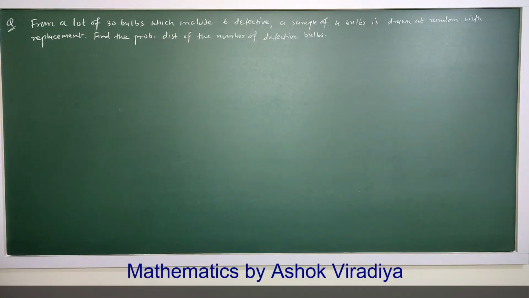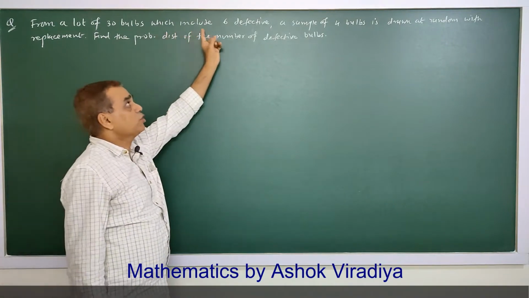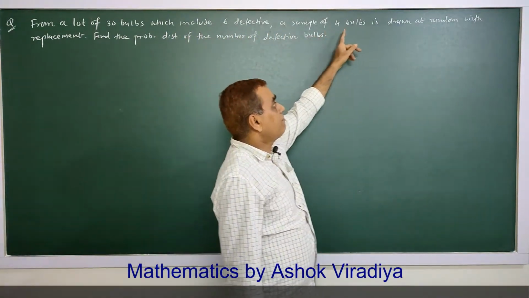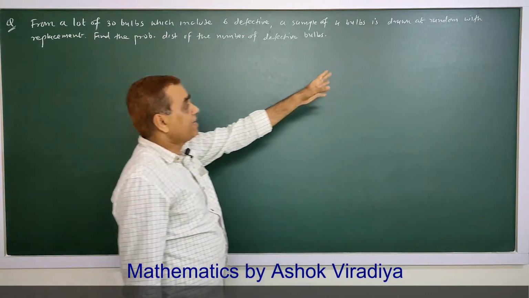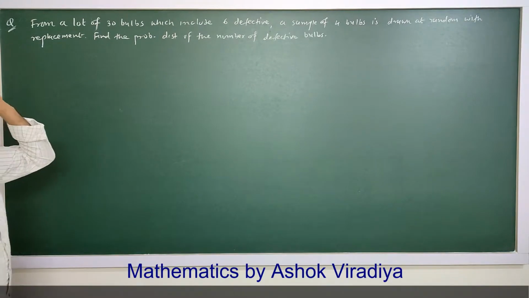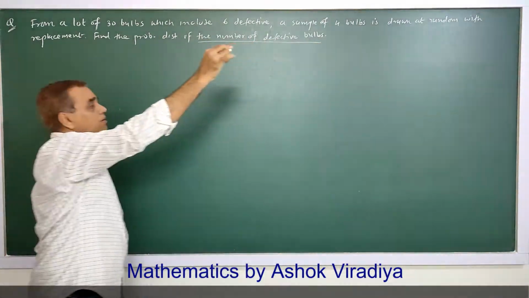Now next question: from a lot of 30 bulbs which include 6 defective, a sample of 4 bulbs is drawn at random with replacement. Find the probability distribution of the number of defective bulbs.